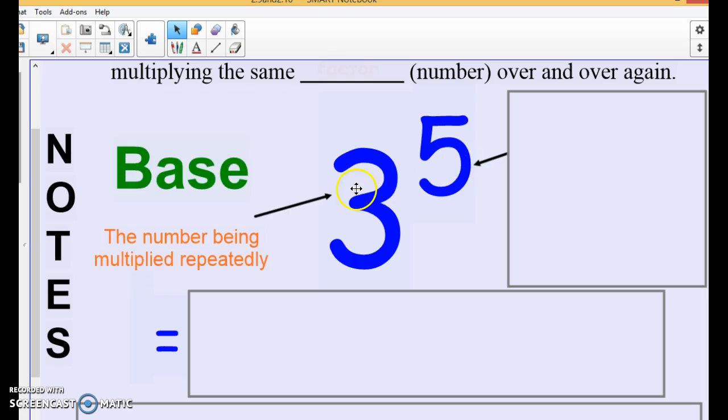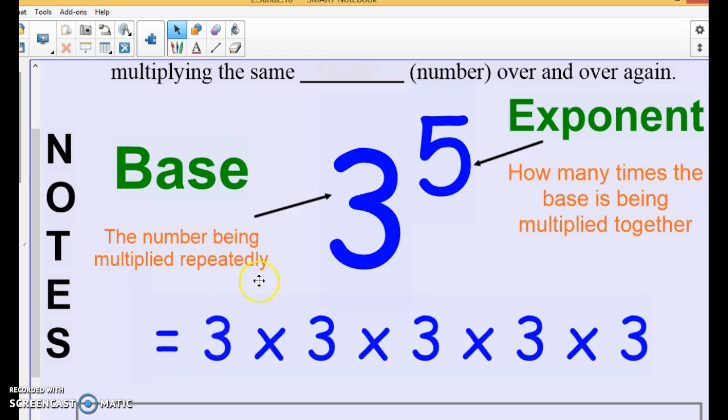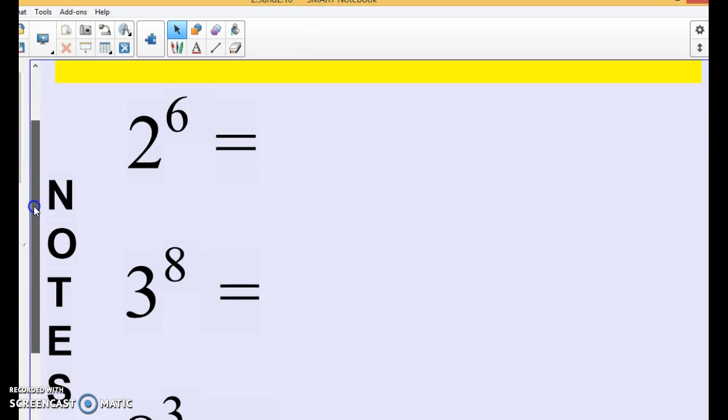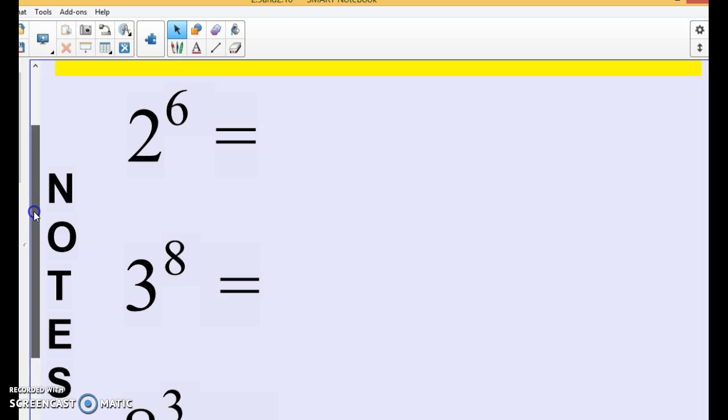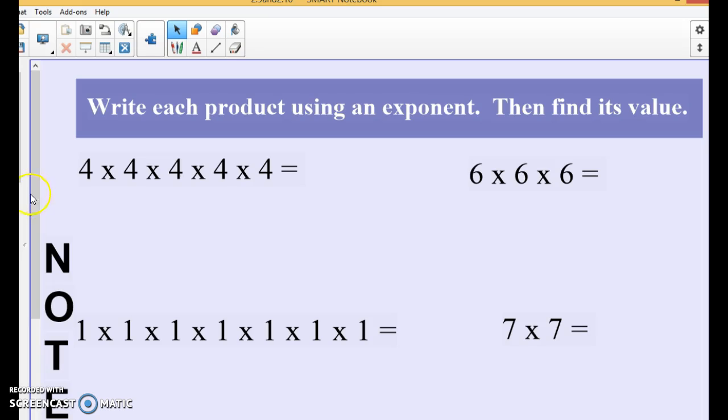Remember, this is our exponent, so we have a base, we have an exponent, and what this really means is 3 times 3 times 3 times 3 times 3, not just 3 times 5. So if we see some examples here, kind of the same thing here. This would be 2 times 2 times 2 times 2 times 2 times 2. So you get a way different answer than just 2 times 6.